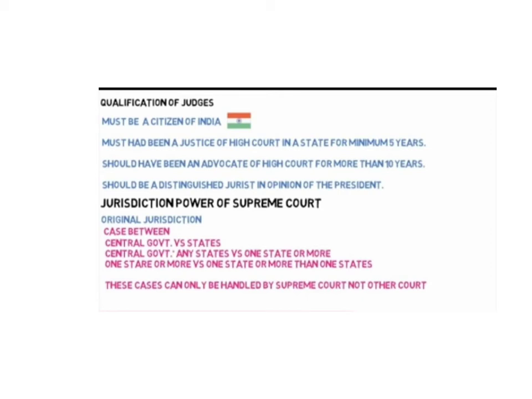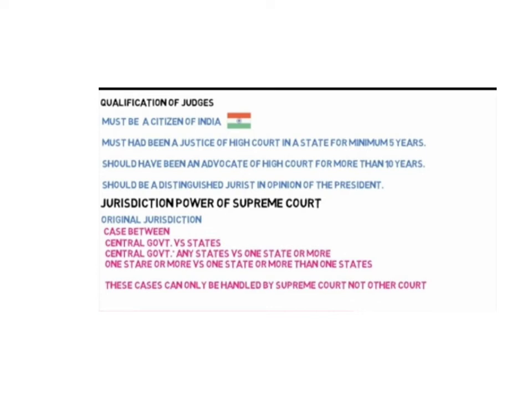Jurisdiction, power of the Supreme Court. What is the power of the Supreme Court? Original jurisdiction: cases between the central government and a state government, the central government and any state versus one state or more, one state or more versus one state or more than one states. These cases can only be handled by the Supreme Court, not other courts. That means original jurisdiction means when there is any case between the central government and states, then only the Supreme Court can deal with that case.